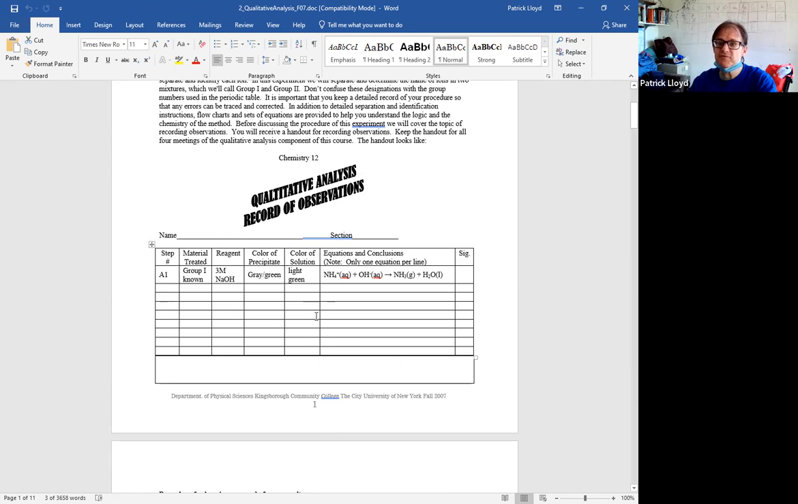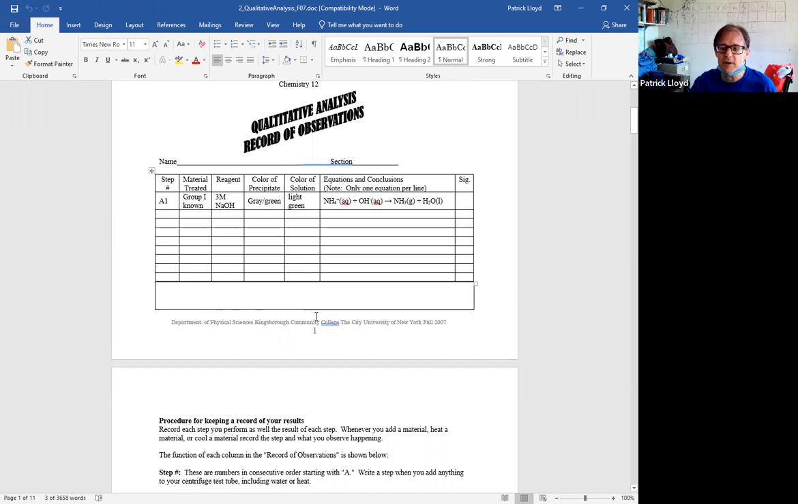This should not be filled out the next day. It should be filled out while you're doing it, so that you know what you're observing while you're seeing it. Because you're not going to remember all these colors after the fact. Okay, hopefully that helps.